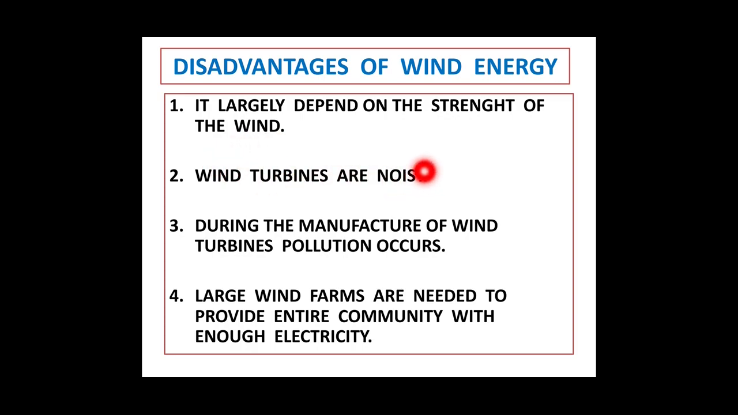Wind turbines are noisy, so they produce a lot of noise. During the manufacture of wind turbines, a little bit of pollution occurs. Large wind farms are needed to provide the entire community with enough electricity, so a large area is occupied. So these can be the disadvantages of wind energy.